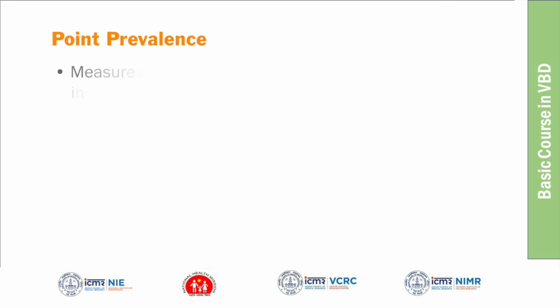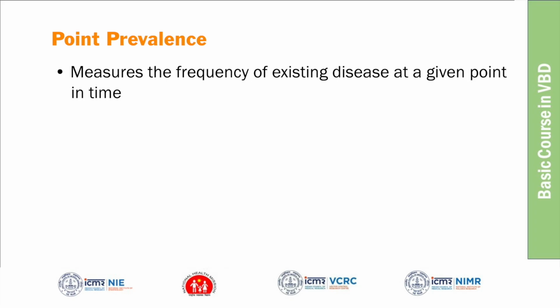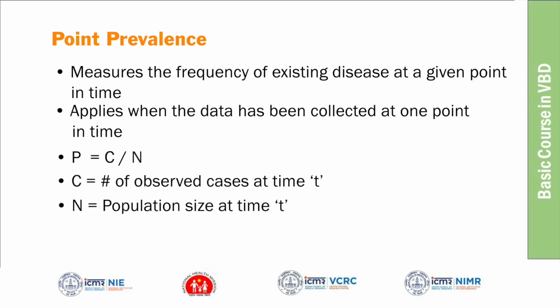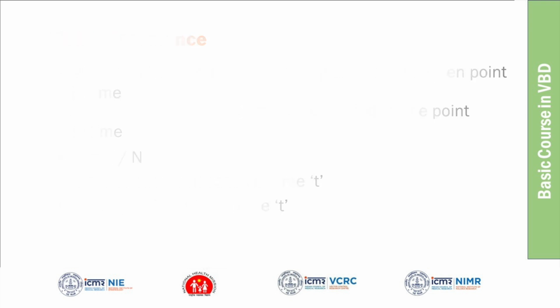So, point prevalence. Point prevalence is nothing but measuring existing disease at a given point in time. This applies to data when it is collected. Let's say we want to collect in January 2020 the prevalence of hypertension in 2020 as compared to the prevalence in 2015. So the formula is C divided by N, where C is the number of observed cases at time T, and N is the population size at time T.